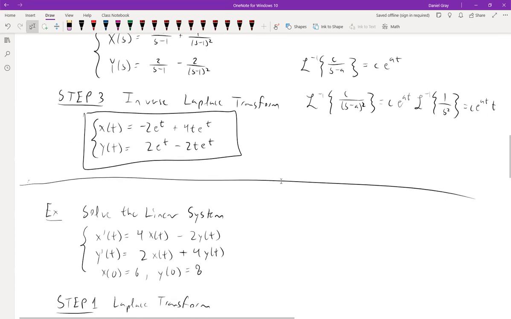And so notice that I put my final answer here with these curly braces, x of t and y of t together, and then I just boxed it off so it's easy to find.